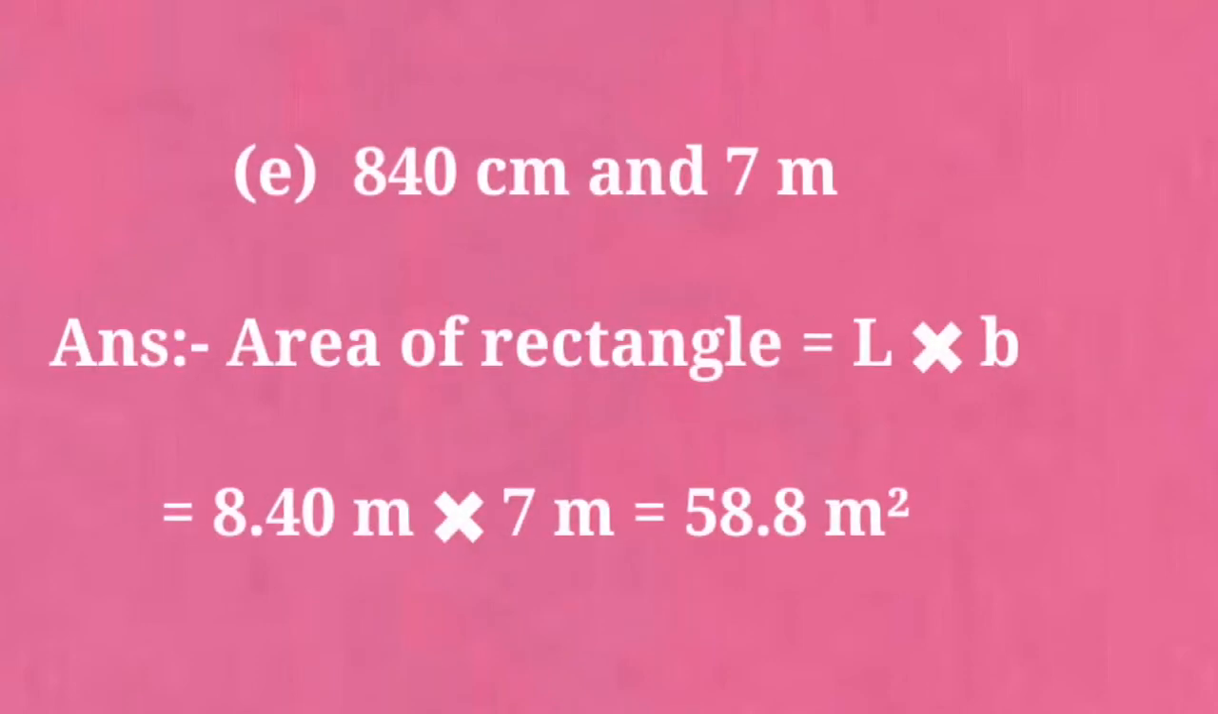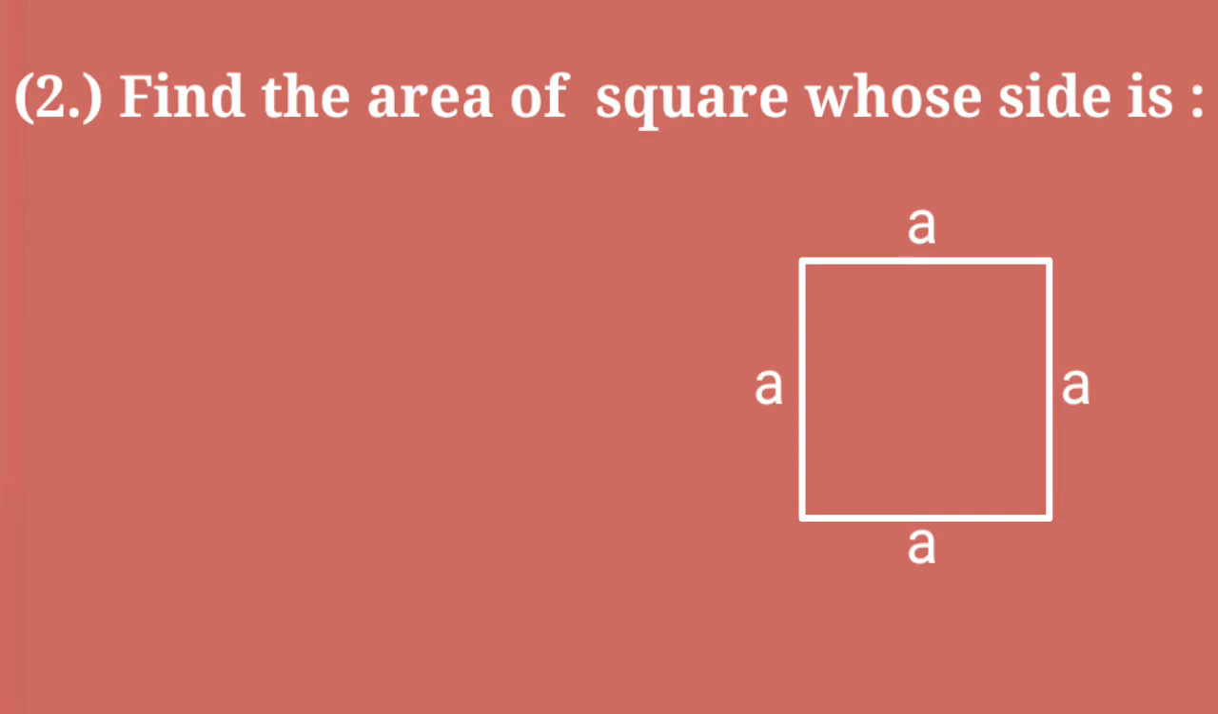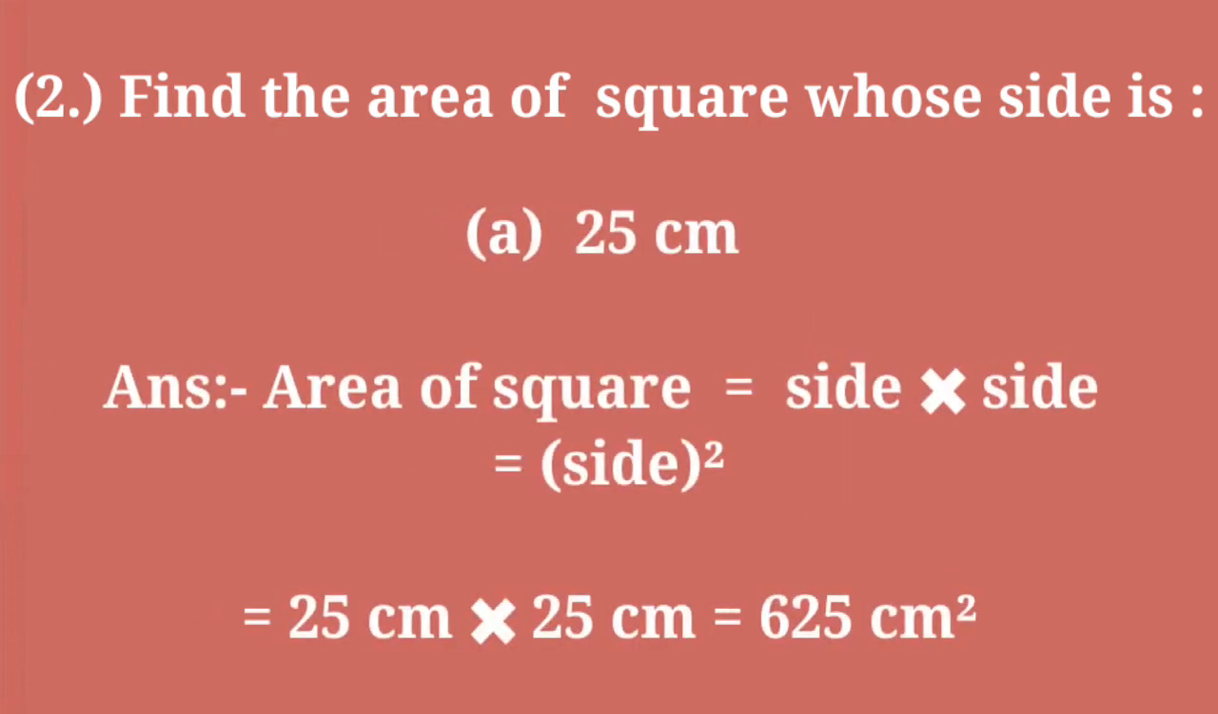Answer. E part, 840 centimeter and 7 meters. Similarly here we will convert centimeters into meters by putting the decimal leaving two digits. So here 8.40 meter multiplied by 7 meter gives us 58.8 meter square. Now second part, find the area of square whose side is. Now let me tell you, square is a polygon, is a quadrilateral of four equal sides and four equal angles. Now here part 25 centimeter, which is side of square, means all sides are 25 centimeter.